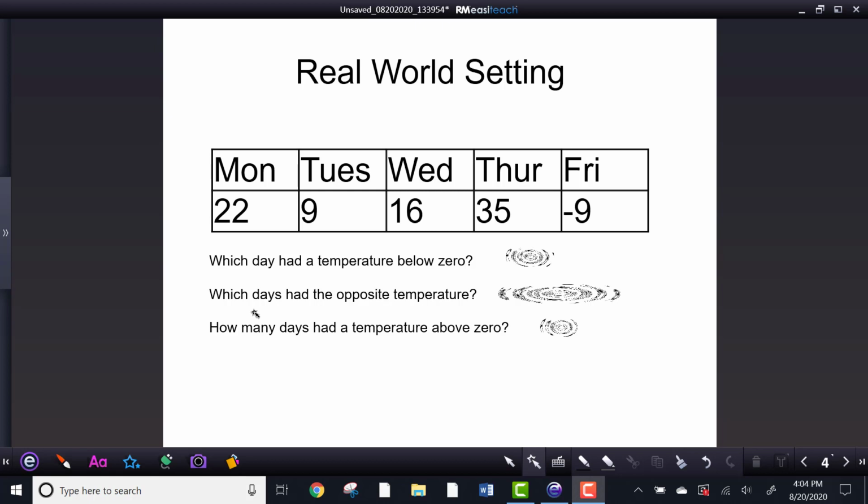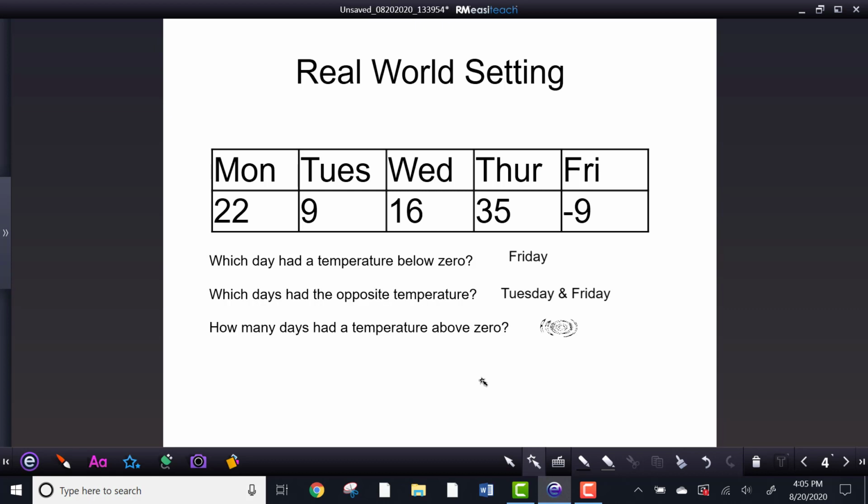Looking at these questions, which day had a temperature below zero? We can see that Friday had the temperature below zero because it is -9. So thinking about the concept of understanding the opposites, which days had the opposite temperature? We can see that Tuesday had a temperature of 9 degrees, and Friday is its opposite at -9. So we can see Tuesday and Friday had opposite temperatures.